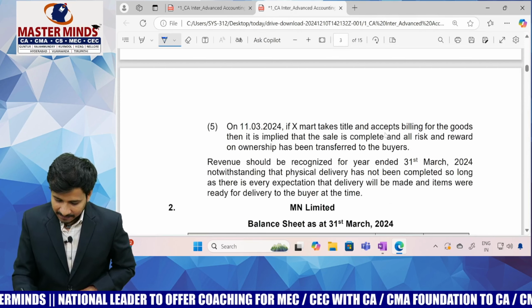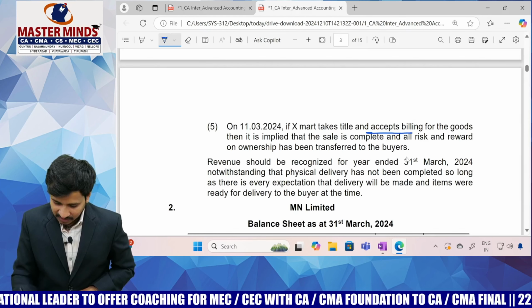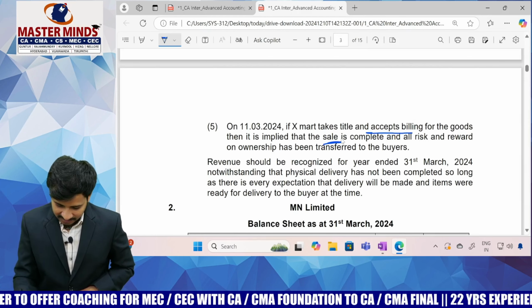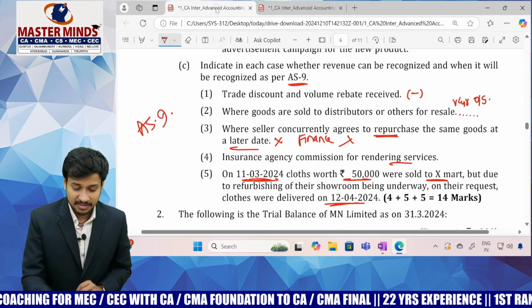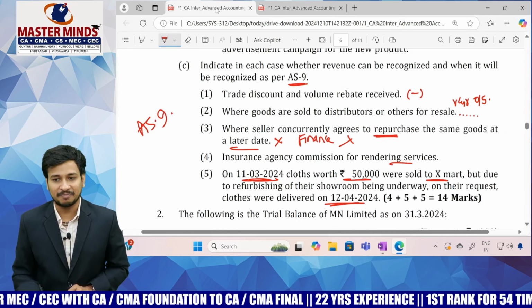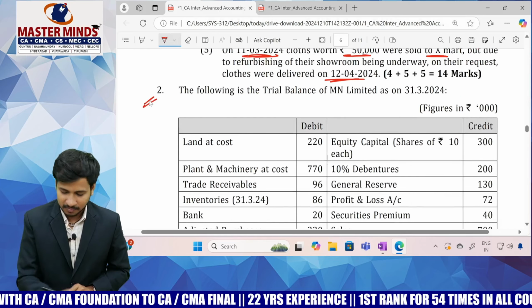If Xmart accepts the billing and risk and rewards is transferred, then immediately it has to be recognized as the sale. That's it. Even though physical delivery is not yet completed. That's it, my dear children. That is the end of question number 1, a compulsory question. And let me continue further from question number 2.